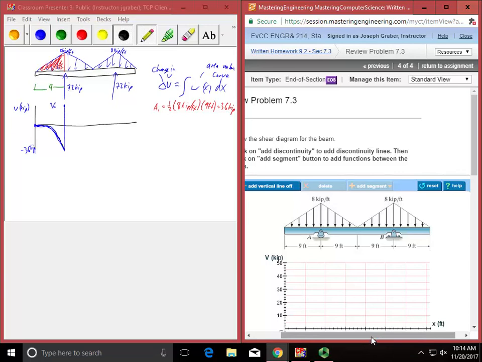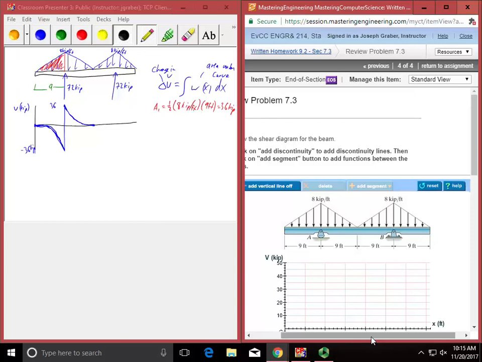Okay, then what happens? I'm going to go down again, and I know how far I'm going to go down because that's the same triangle. I know I'm going to go down 36. I'm going to go back to 0. What's my initial slope? Negative 8. What's my final slope? 0. So it's going to look like this.